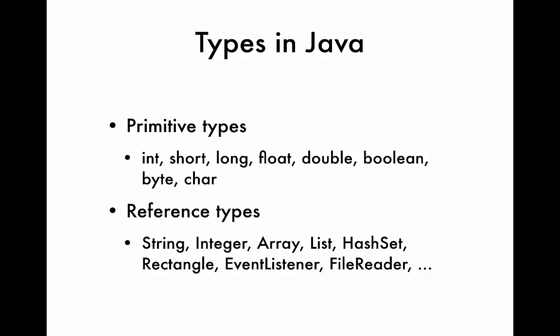Note that there's another categorization when it comes to reference types. That distinction is between immutable types, types whose object values cannot change, and mutable types, types whose object values can change. The distinction between immutable types and mutable types is a very important one, and we will go into detail about it in the next lesson.